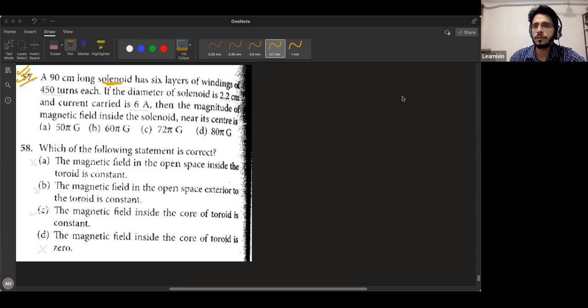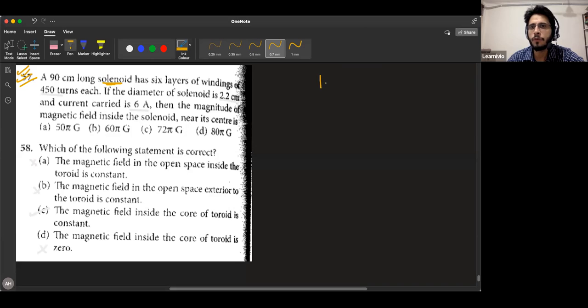Does anyone get the answer? Sir, mine is not matching with the options. Okay. Akshay, Anshika, Noah. Sir, how to get in Gauss? Gauss, you just do your calculations in Tesla, then multiply it with 10 raised power 4. 1 Tesla is 10 raised power 4 Gauss. Okay, no one is getting the answer.